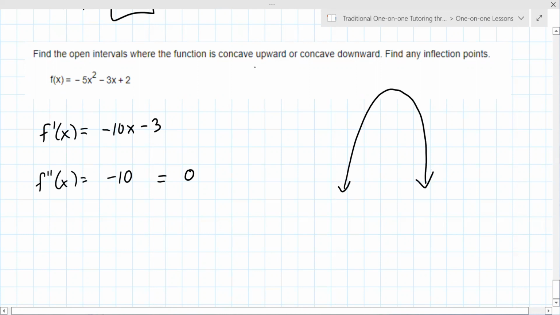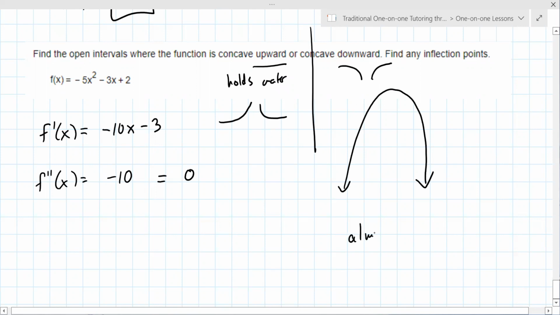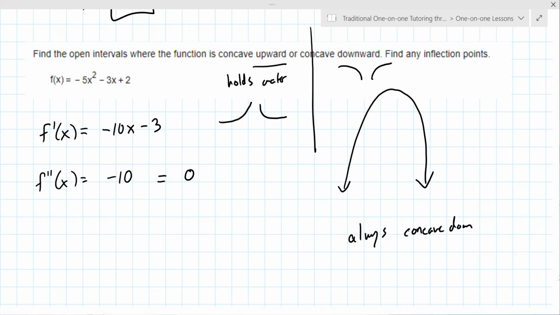Concave up means, you've maybe heard this before, holds water. Think of cupping your hand to hold water. Graphs either look like that or that. Those are concave up. And concave down, they obviously don't hold water. They look something like this or this. So you can see that this one is always concave down. So the way you would answer this is the function is concave down on the interval minus infinity to infinity.